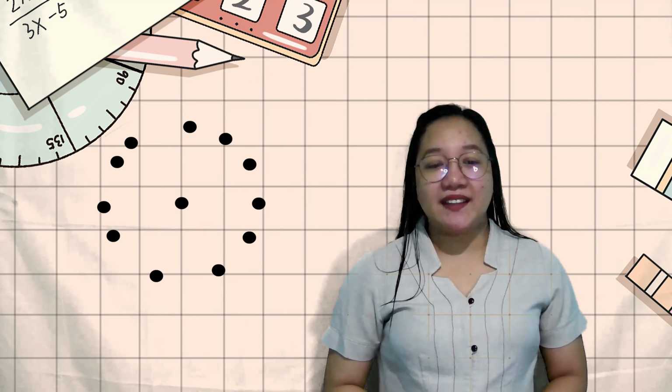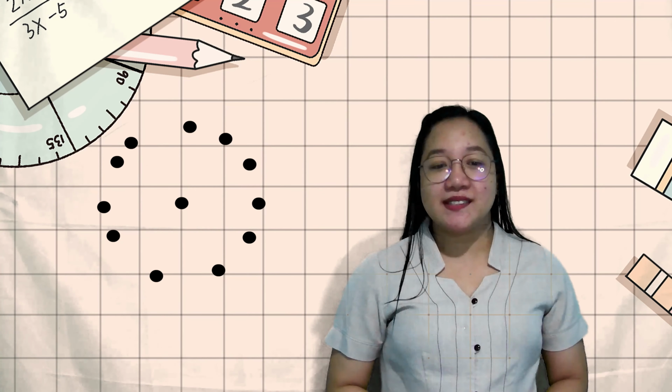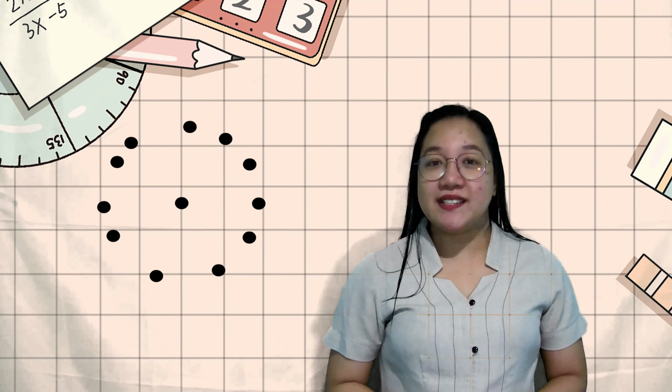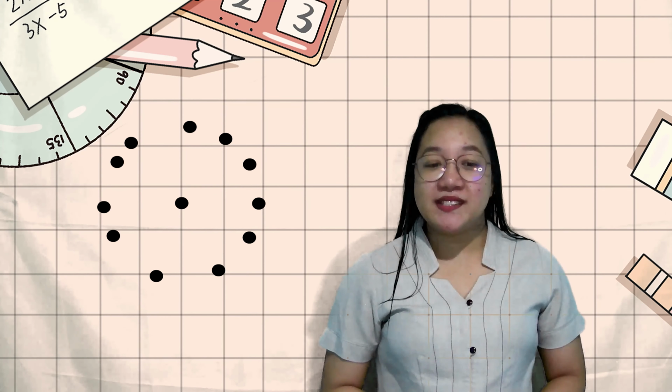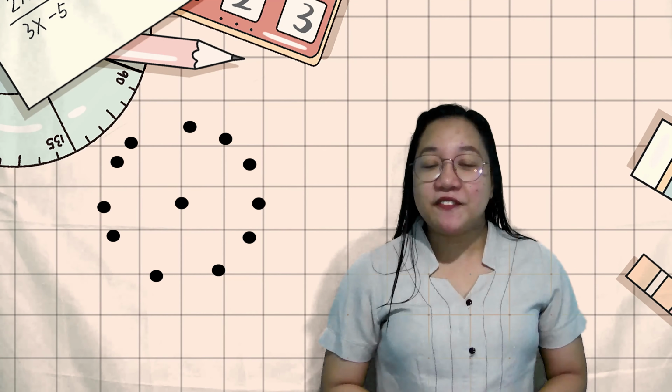That is why the circle is defined as the set of all points that are equidistant from a single point. But of course, we don't see it as a set of points because there's infinitely many of them. Now that we have defined the circle, we go to the terms related to it.